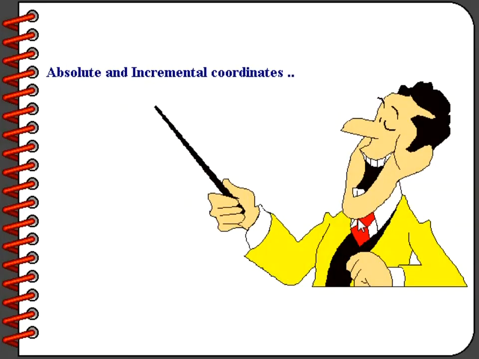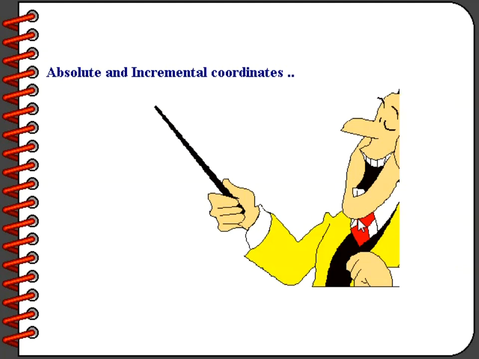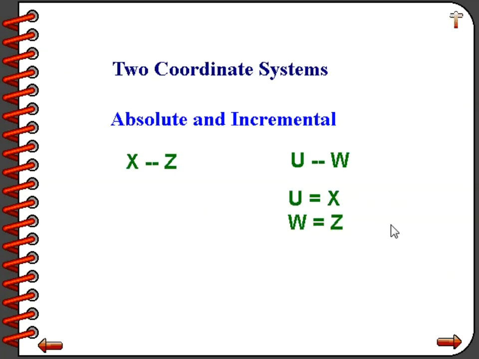Absolute and incremental coordinates are our next subject. CNC machines have two types of coordinate systems, absolute and incremental. With absolute coordinates, we use the letters X and Z to represent the axes. With the incremental coordinate system, we use the letters U and W to represent the axes names. The U would be used for the X-axis. W would be used for the Z-axis.